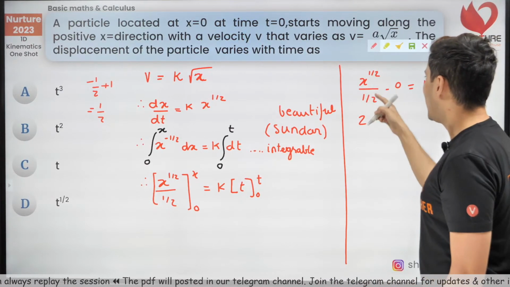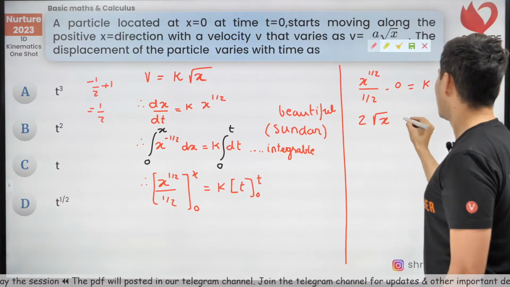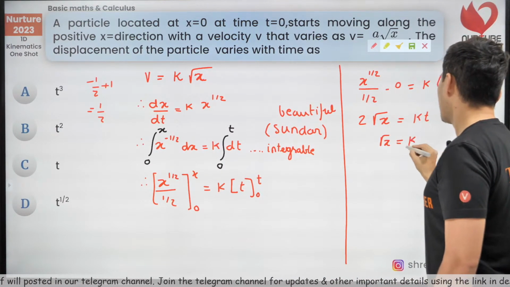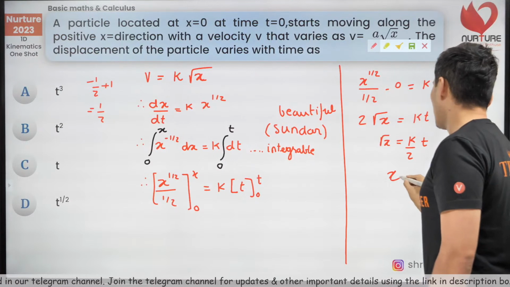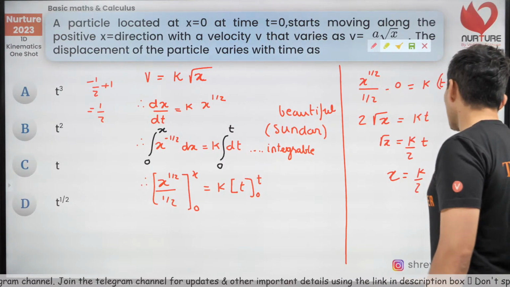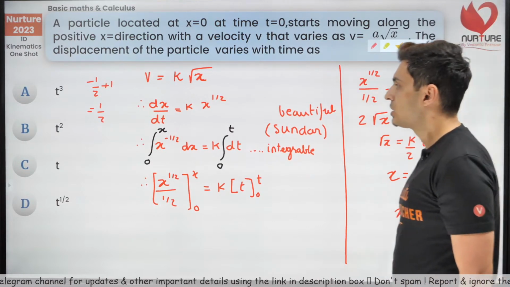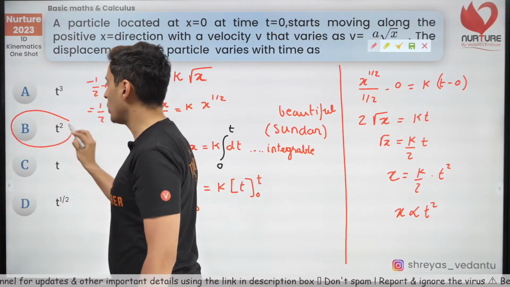2 goes on the top. x raised to half, root x, is equal to k into t. Therefore root x is k by 2 into t. Therefore x is equal to k by 2 into t square. Therefore x is proportional to t square. So x is proportional to t square, so option B is correct.